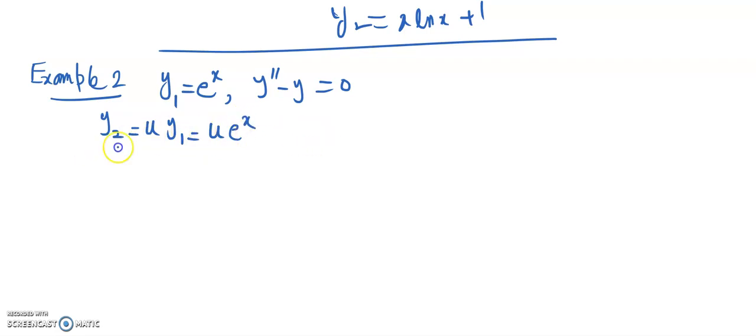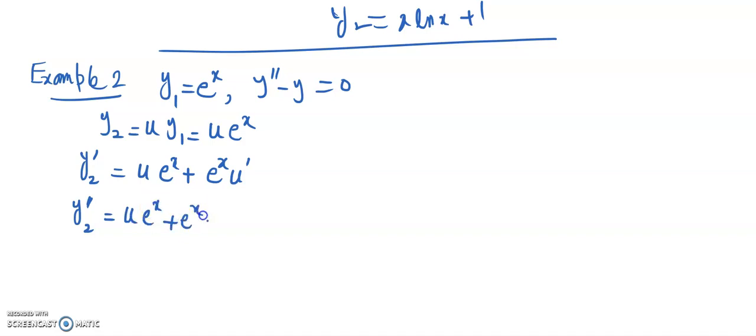Okay, so then y2 prime will be equal to u e to the power x plus e to the power x u prime, and y2 double prime will be equal to u e to the power x plus e to the power x u prime, and then from here it will be e to the power x u double prime plus e to the power x u prime.